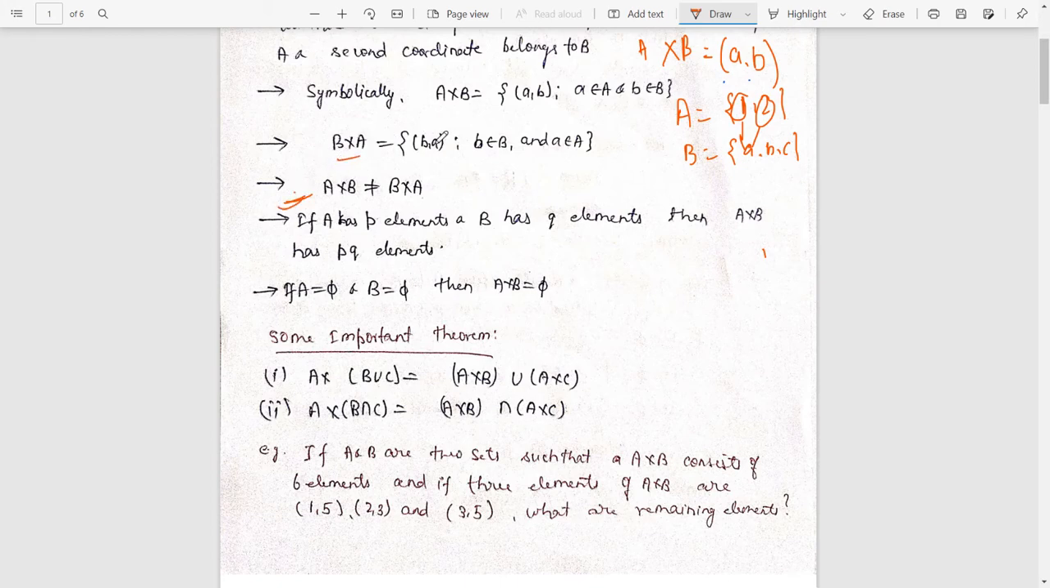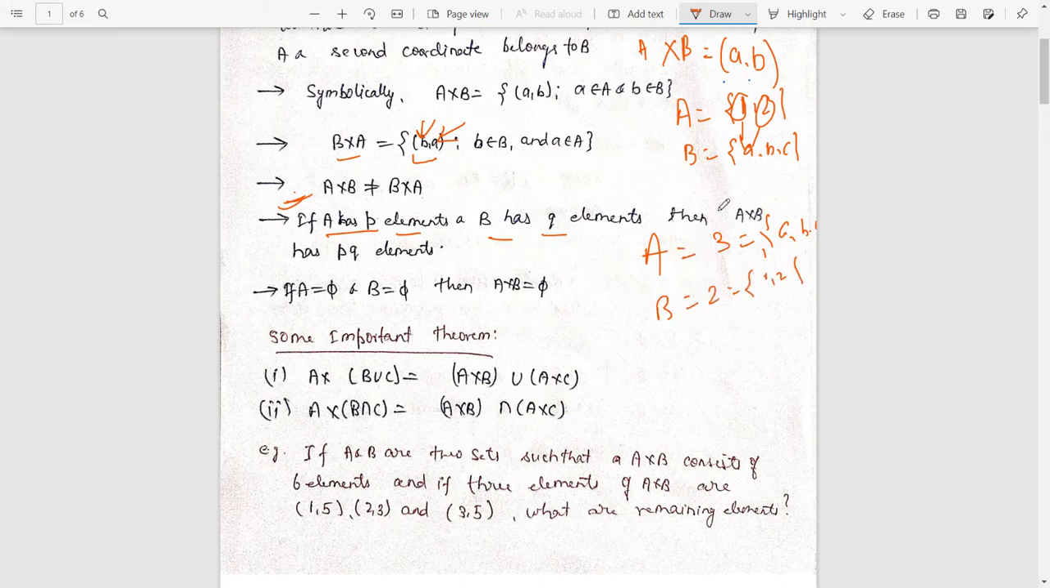Okay. So B cross A obviously will also be a set of ordered pairs where the first element will belong to set B and the second element will belong to set A. If A has P elements and B has Q elements, then A cross B has PQ elements. So let's say your set A has three elements, A, B, C, and your set B has two elements, 1, 2.